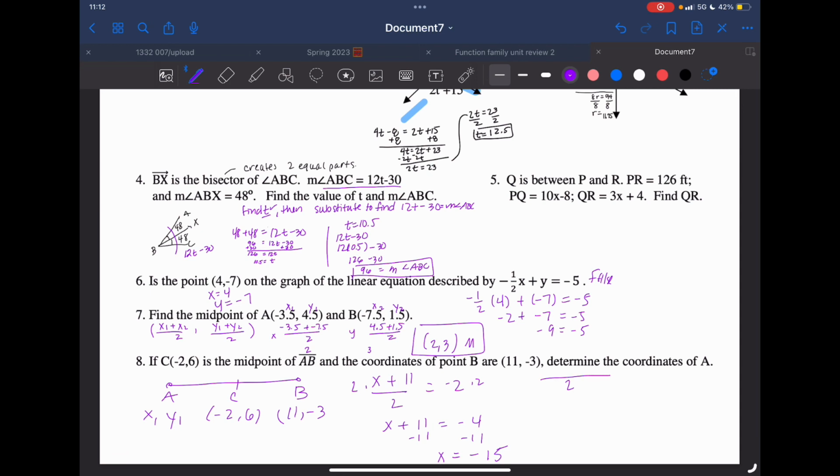So all this is over 2, so I have y plus negative 3 over 2 equals 6. I multiply both sides by 2, so I get y minus 3 equals 12. I add 3 to both sides, y equals 15. So our ordered pair is negative 15, 15.